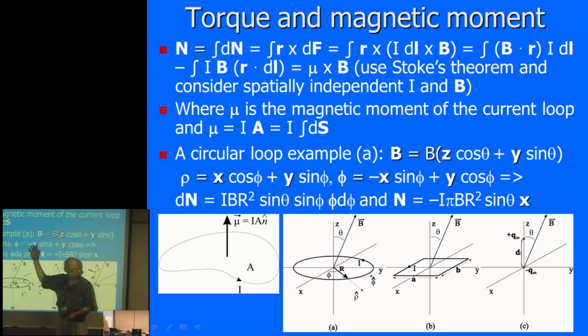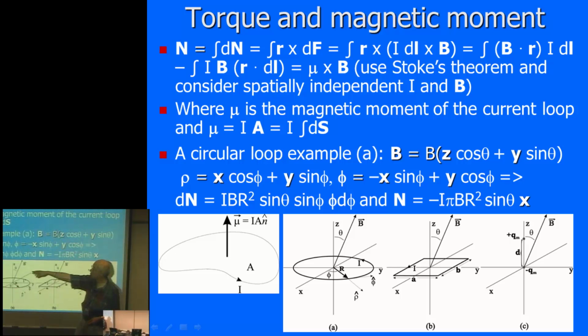All right, so now this just repeats what I said. This is actually an example in the textbook. If you have a B field pointing in this direction, you have a Z component and also a Y component, and here's the angle theta, and you place your loop on the XY plane. Then you can write down what the rho direction is, the radial direction, and what the phi direction is. The phi direction is the tangential direction of the loop.